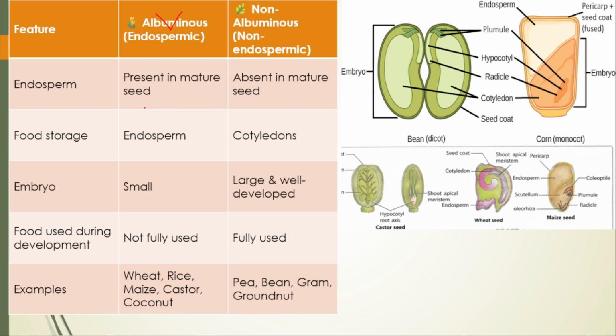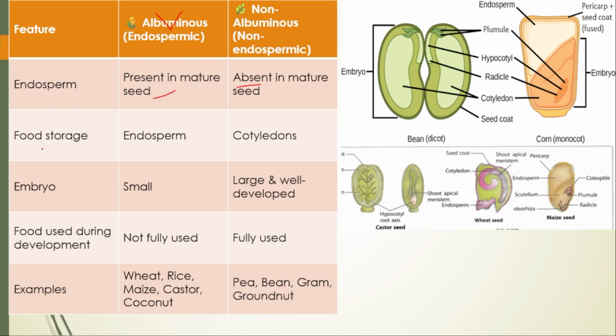Why are there two kinds? See, in the mature seed, if the developing embryo consumes all the endosperm, then that comes under non-albuminous. If there is some leftover, then it comes under albuminous. Okay. Here, in albuminous endospermic seeds, what happens? In the mature seed, endosperm is present, whereas in non-albuminous seeds it is absent.